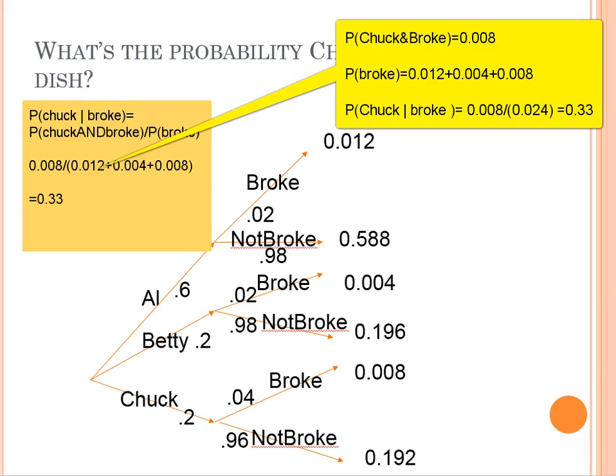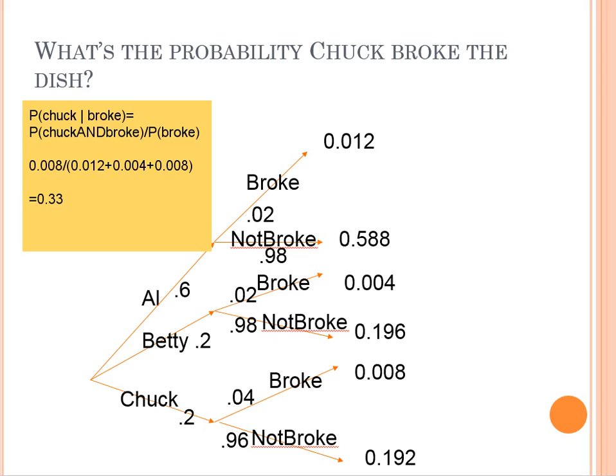So as you can see, even though Chuck had a high breakage rate, it was highly unlikely that he broke the dish because he didn't wash that many dishes. He only washed 20% of the dishes. So that's all for the probability rules that I'm going to cover.